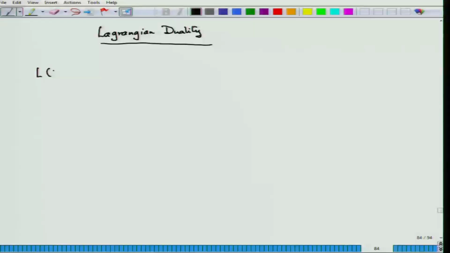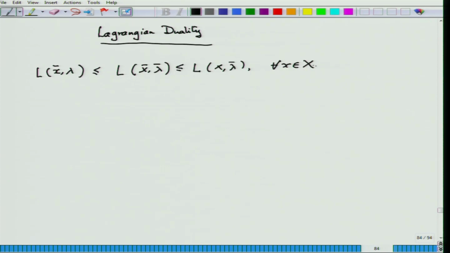So, the saddle point condition says that if you give me a minima, then I can find a lambda bar, if x bar is the minimum of the convex problem, such that this occurs, for all x in some capital X and lambda element of R m plus.